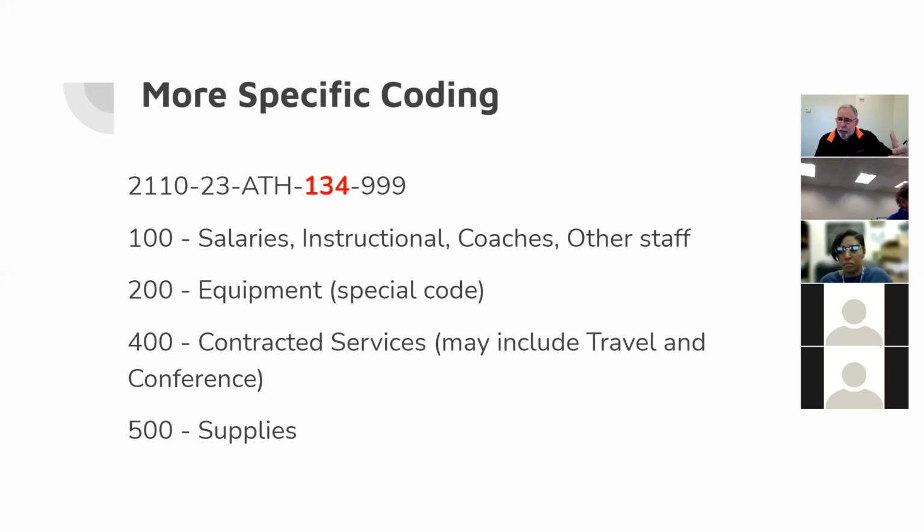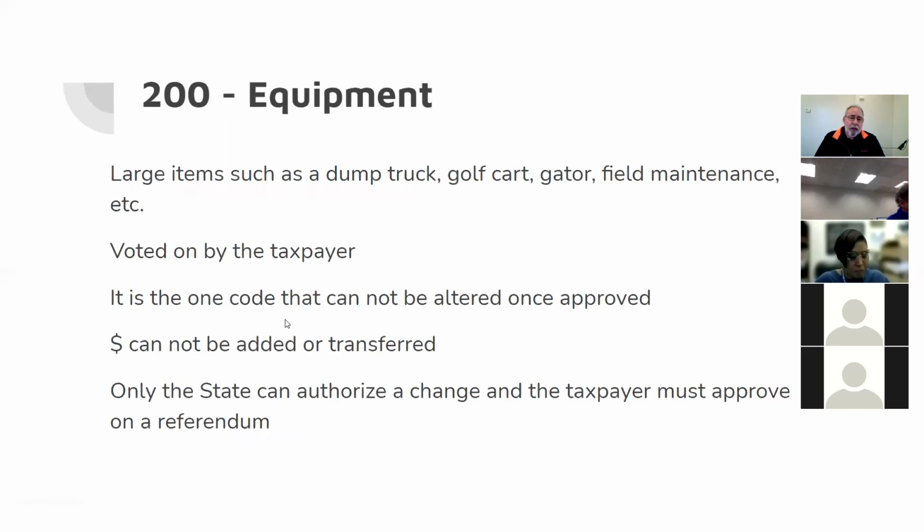And you're going to say to me, what's the difference between equipment and supplies? And I'll explain that in a few seconds. So, equipment code. These are for your major items. Grounds might need a dump truck. You might need a golf cart. Grounds might need a gator to pull the drag around on the baseball field, or some field maintenance items, large purchases. I said the 7-man sled before.